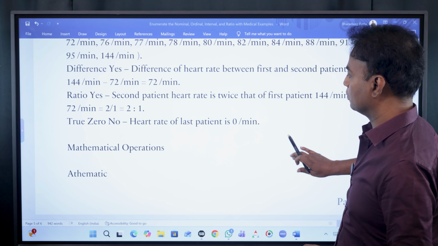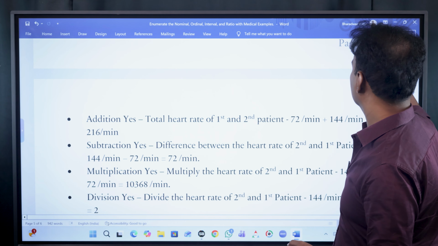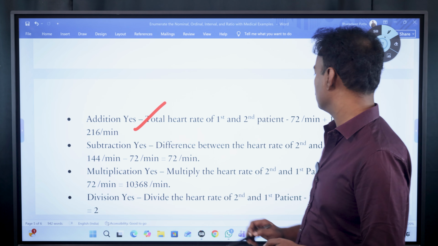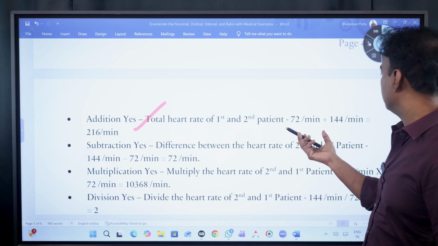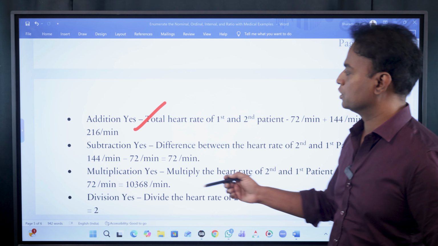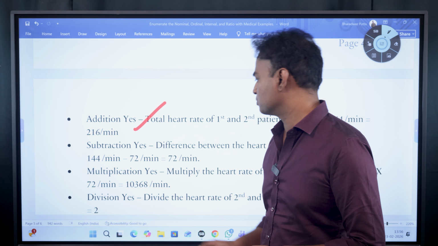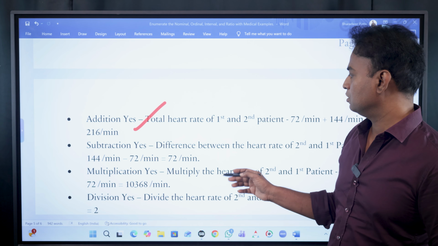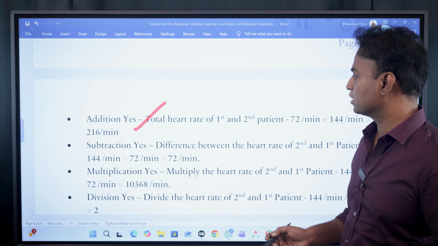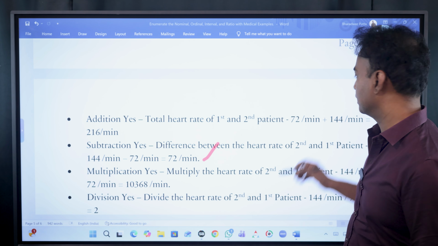What kind of mathematical operations can you perform on them? First one is arithmetic. You can add. Add the first patient and second patient: 144 plus 72, 216 is the combined heartbeat of the first and second patient. Can you subtract? Yes. The first patient is 72, the second patient is 144. When you subtract, that is 72. You can calculate by subtracting as well.